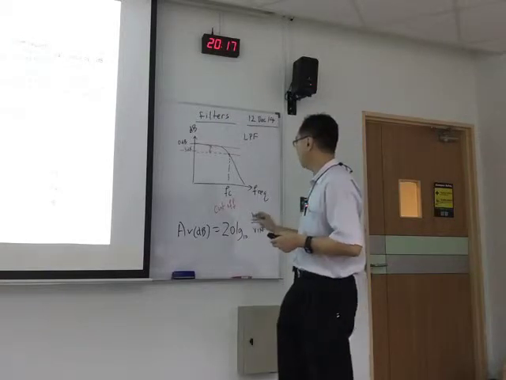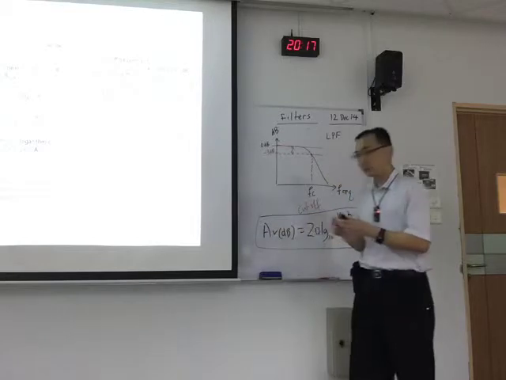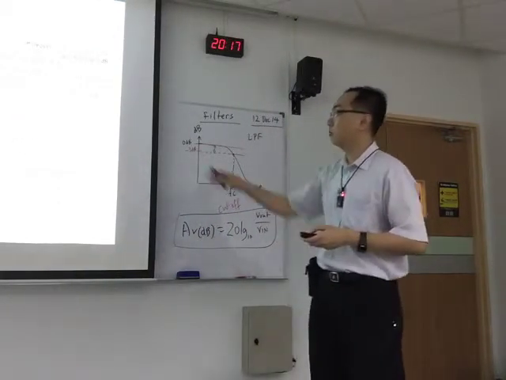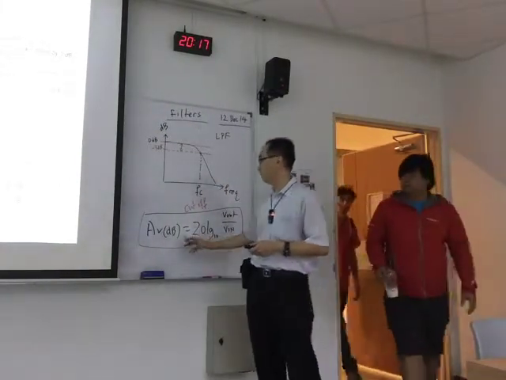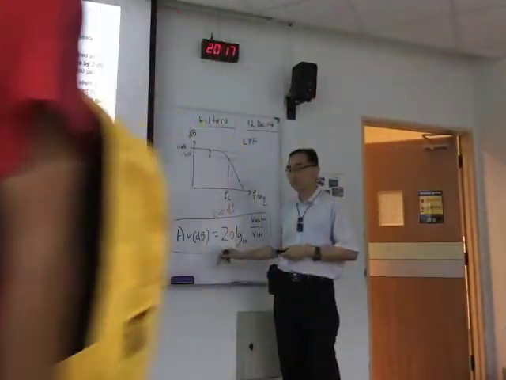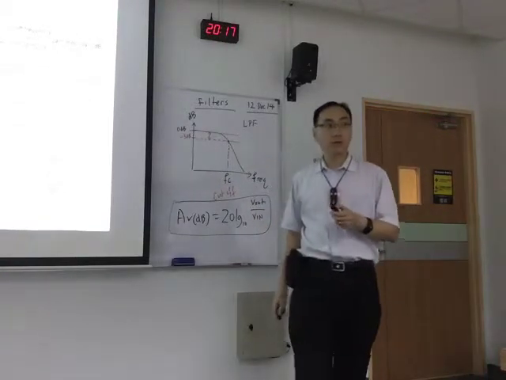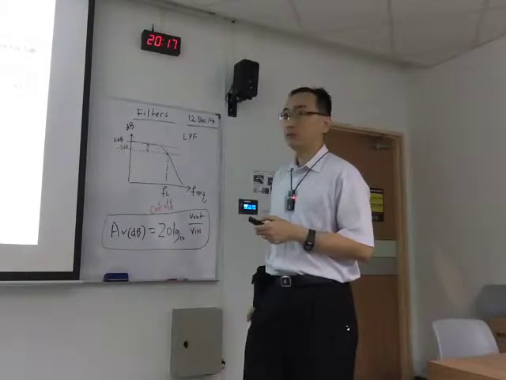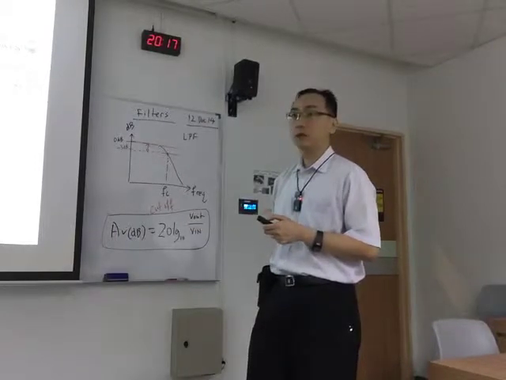Okay, so this is the thing that you can take note. The rest is the same. But if I were you, I just remember this. This is the most important. The gain in dB is 20 log V out over V in. That's a decibel scale.